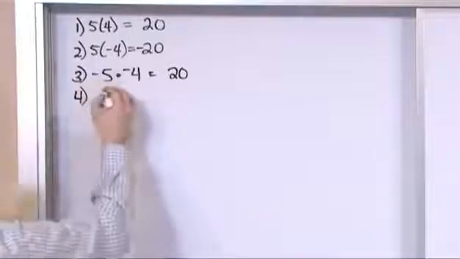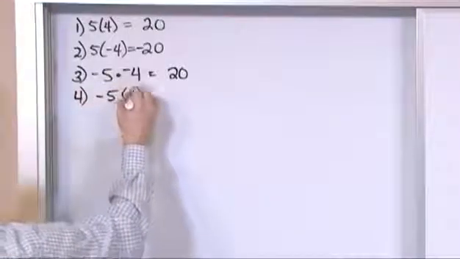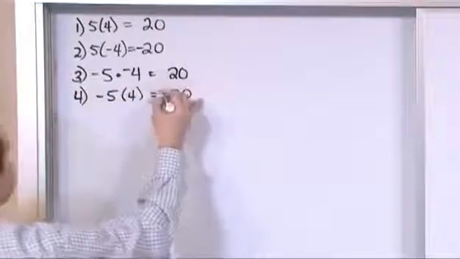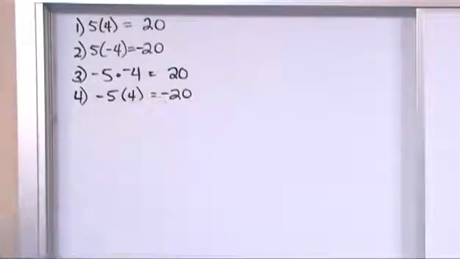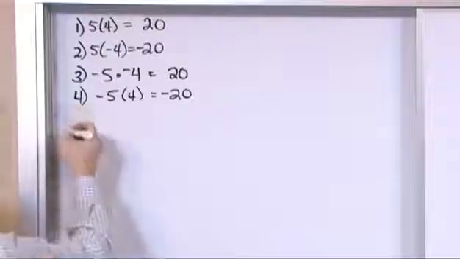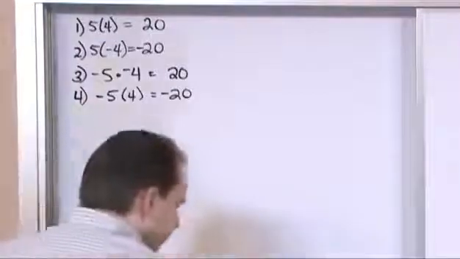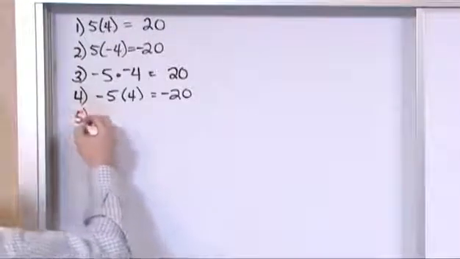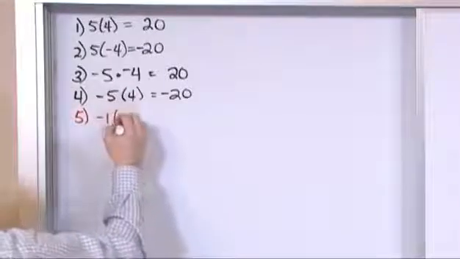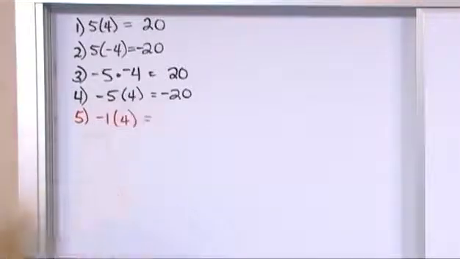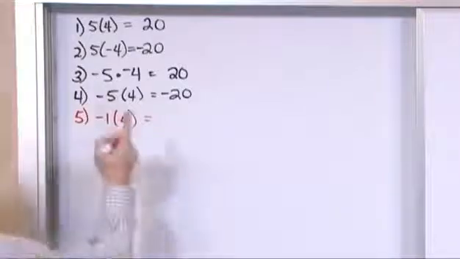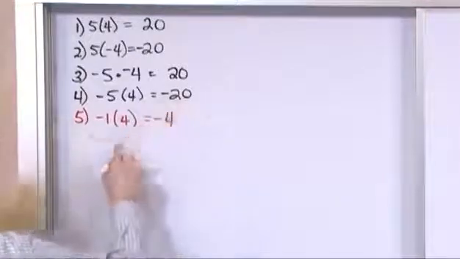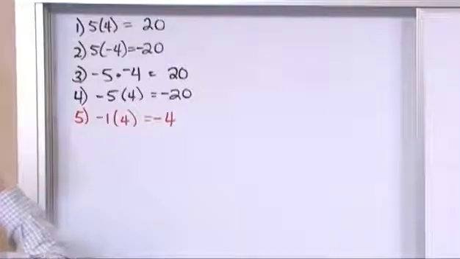Number 4, let's say negative 5 times 4. Again, 5 times 4 is 20, and the signs are different. So we're going to have a negative sign there in the answer. So really, it's just a few little things to remember. And after that, you're really in good shape. So let's say for number 5, we'll have negative 1 times 4. Well, 1 times 4 does give us 4, and the answer has to be negative because the signs are different. Negative times positive.